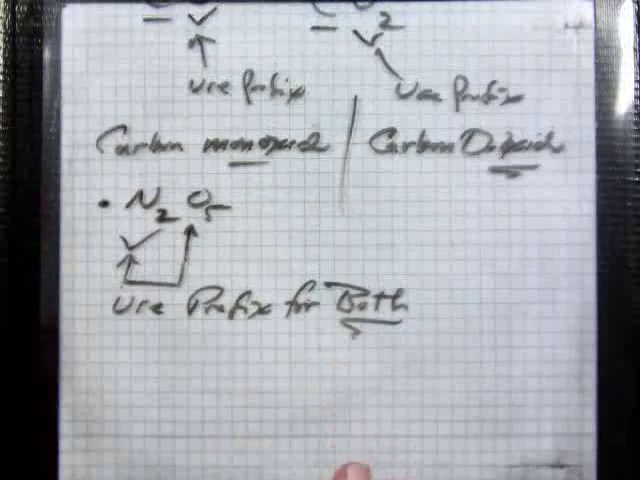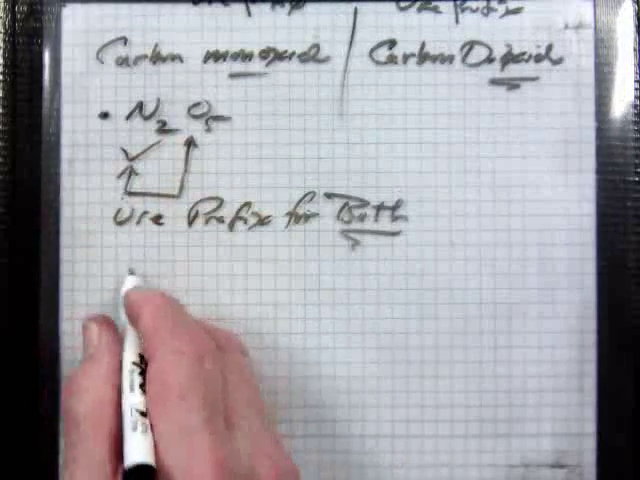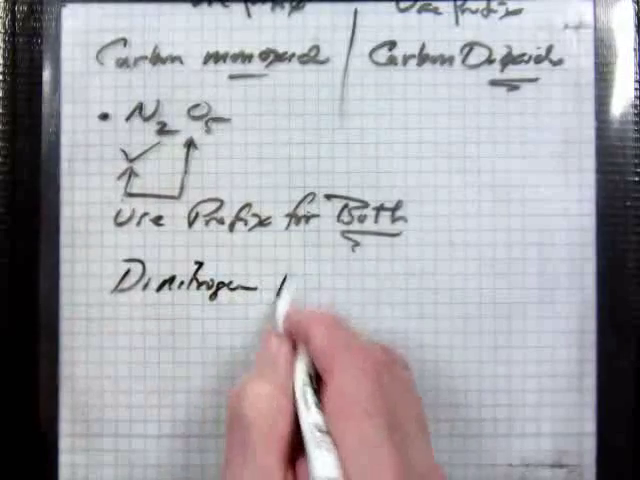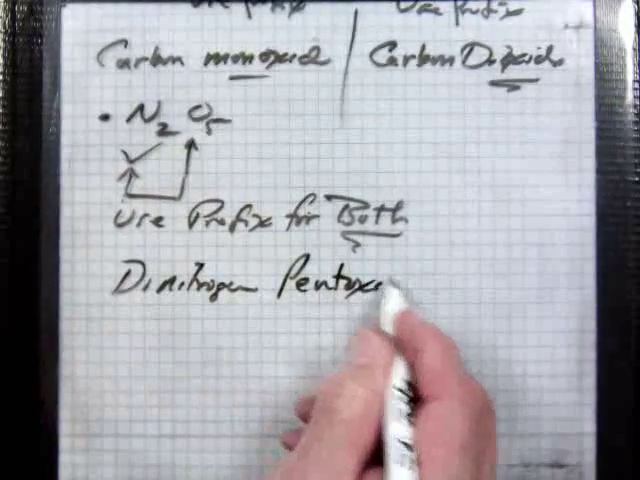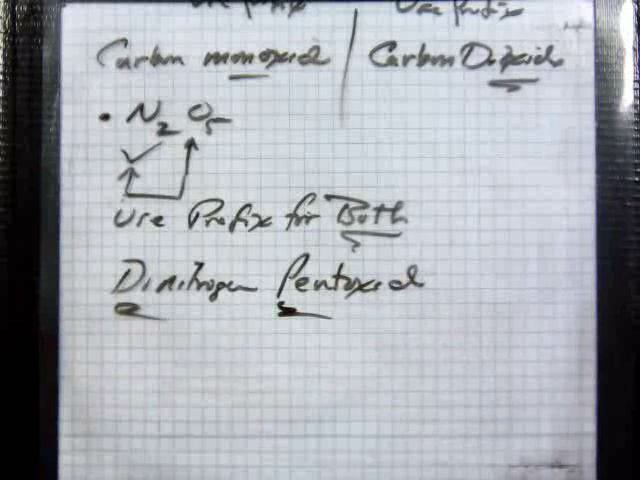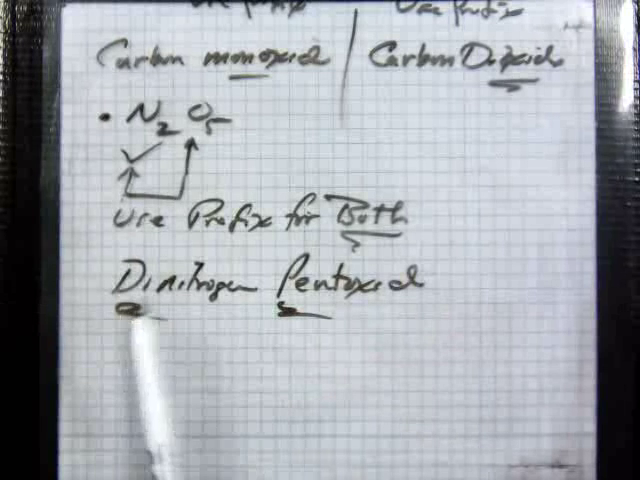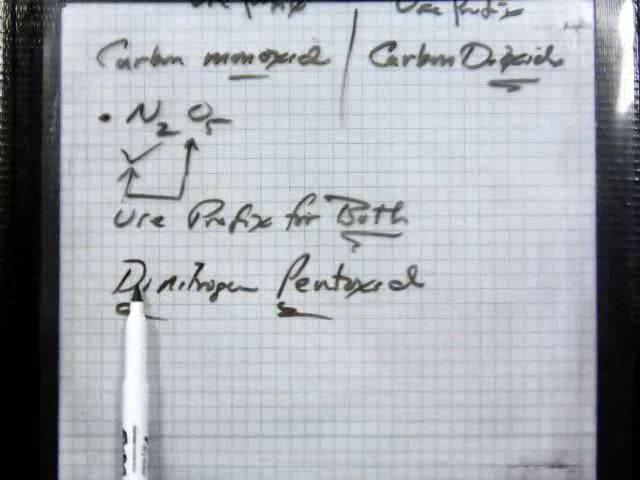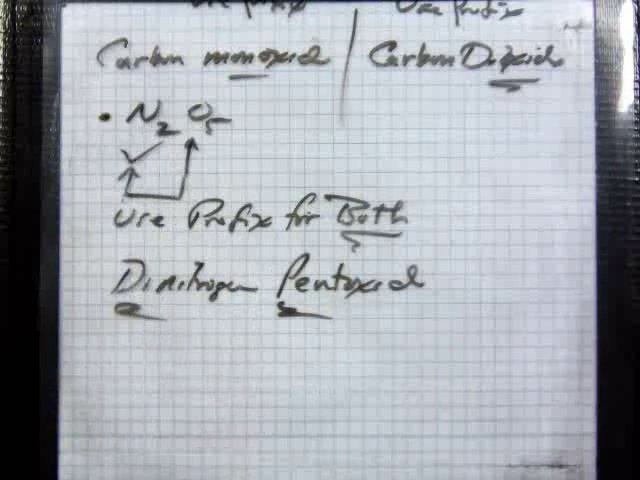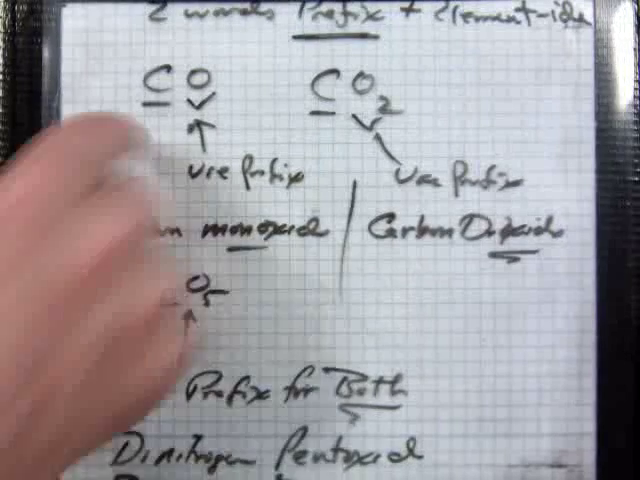I don't stop anybody. Okay, so this would be dinitrogen pentoxide. And that's all I want to get. We'll go ahead and take our break now. But if it has multiples on the front end, you do have to use a prefix. If it doesn't, if it's a single one like this, you do not use a prefix.